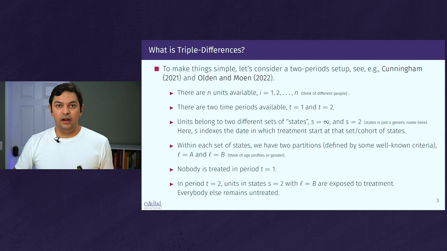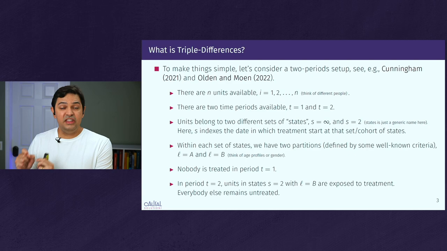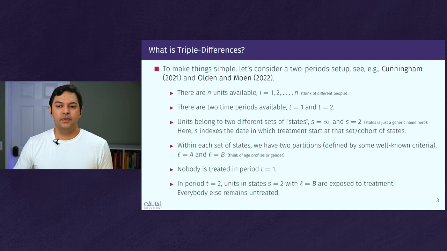Because the setup of triple differences shares some similarities with traditional diff-in-diff, but has some unique features. And the unique feature here is that, like before, in period one, nobody's treated. But in period two, states, units who belong to state s equals 2, states who actually enable this policy in period two, not everybody is going to be affected by the treatment. Only units in the partition L equals B are going to be affected by the treatment, right? So if you are in state s equals 2, but you belong to the partition L equals A, you will remain untreated. And that's the main innovation here compared to the traditional diff-in-diff.